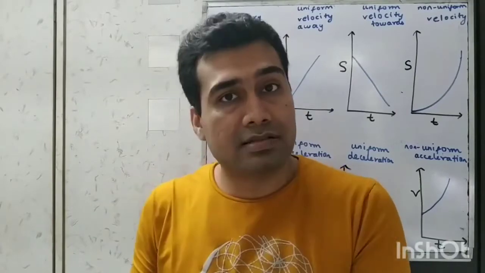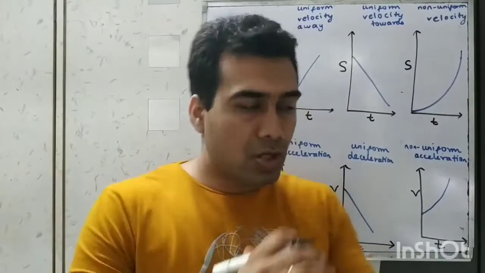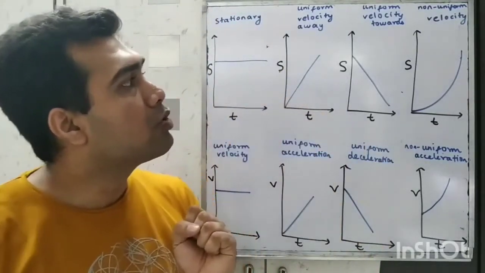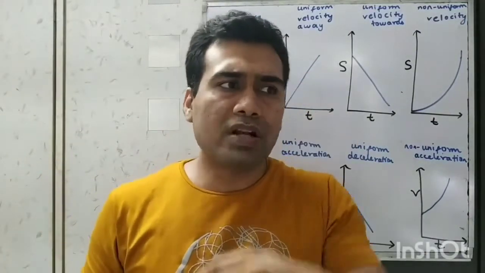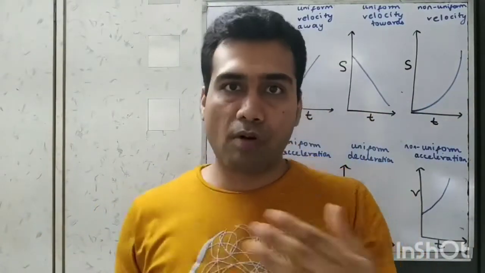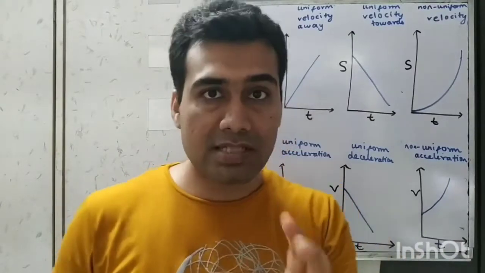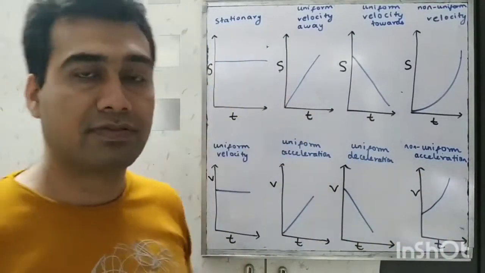When we do the numericals, we'll discover the usefulness of graphs. But by looking at the shape of the graph, we should learn how to determine what kind of motion it is. Is the object stationary? Is it moving with a uniform velocity? Is it accelerating or decelerating? This can be ascertained by looking at the graph.